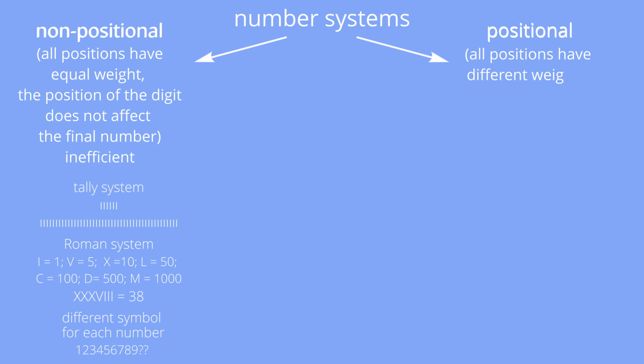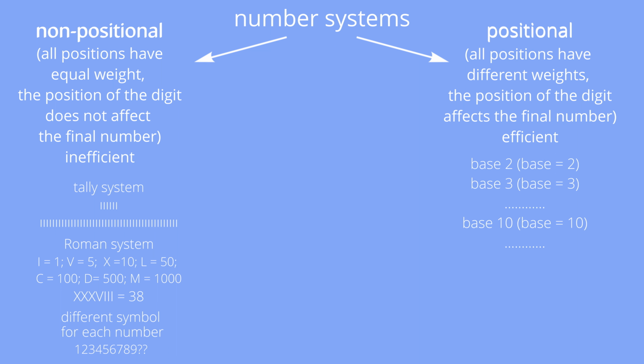In positional number systems, all positions have different weights. The position of a digit affects the final number. This group of number systems is very efficient. This group includes all the base number systems, starting from the base 2 number system. Of course, including the base 10 number system.